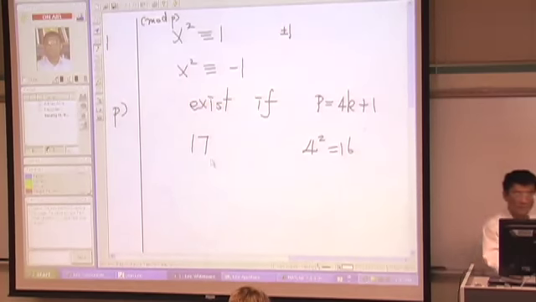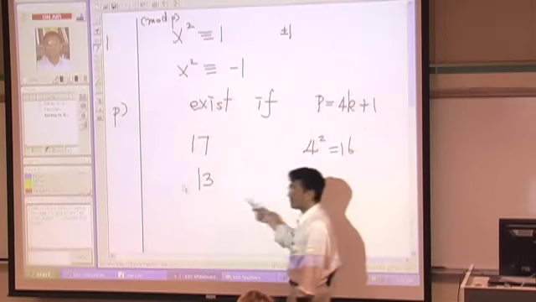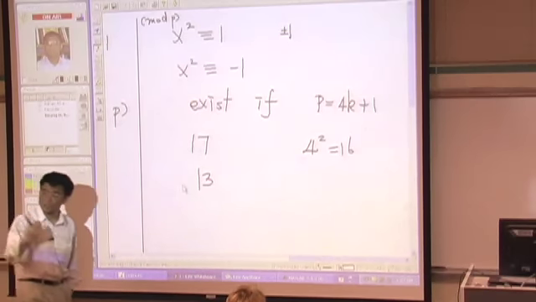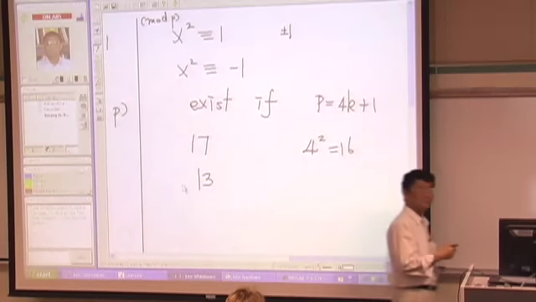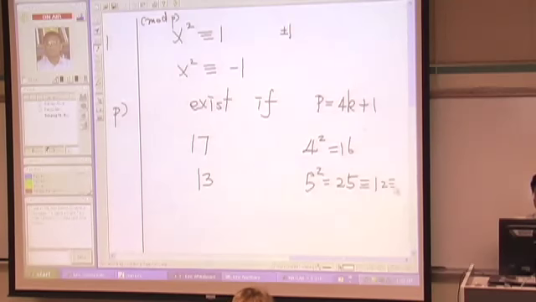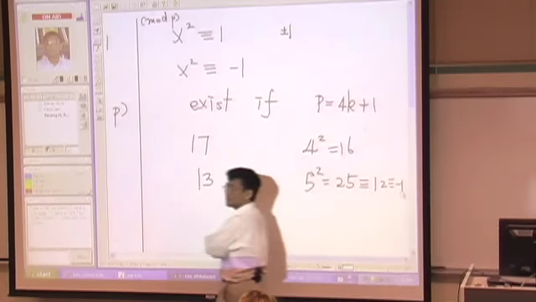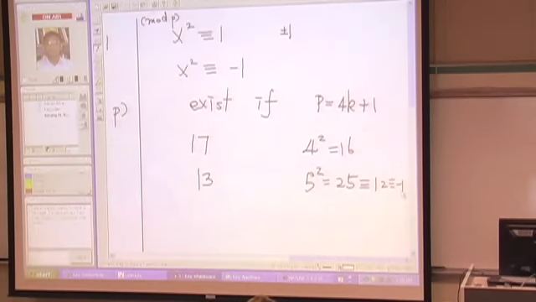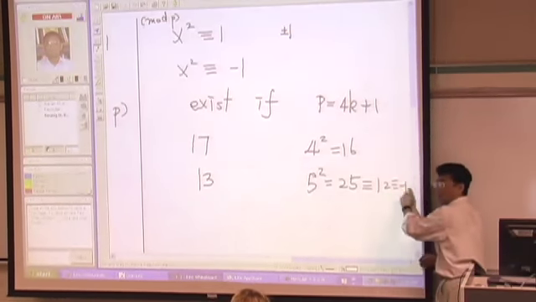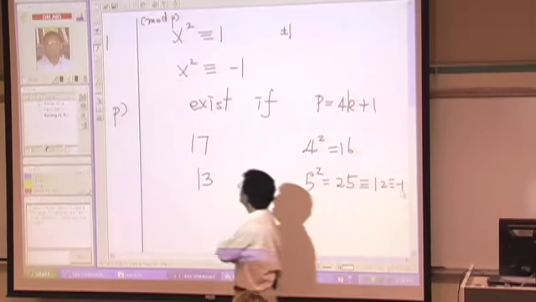13, is it 4k plus 1 type? Right? 4 times 3 plus 1. So 4k plus 1 type, then it has a solution. So find it. What number satisfies this condition? Something giving us 12, right? What gives us 12? Like 5 squared is 25. 25 is congruent to 12, right? And then congruent to negative 1. Do you get it? We can add this prime or subtract prime at will, right? In modular calculation, we can subtract 13 or add 13, do anything, right? So we have the solution.